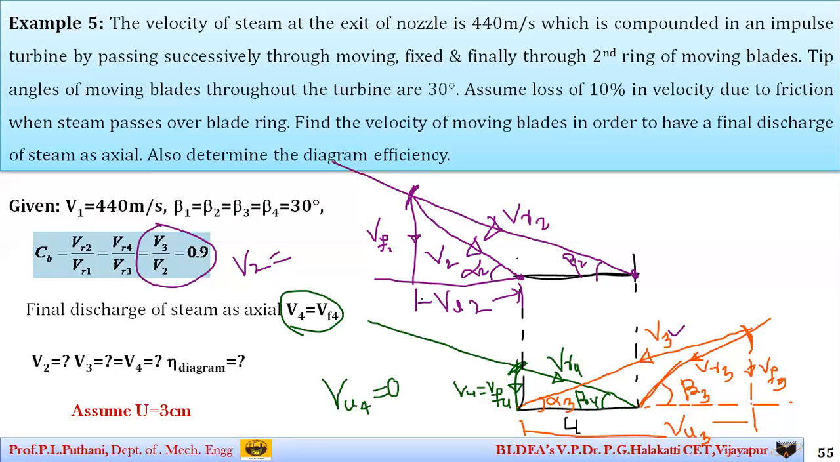Hope this thing is clear to you. Now coming on to the last part. Once I have got this thing, I need to go for beta 1. So what I will do is from here, I keep my protractor and mark beta 1 as 30 degrees. Somewhere here I get the value of VR2.